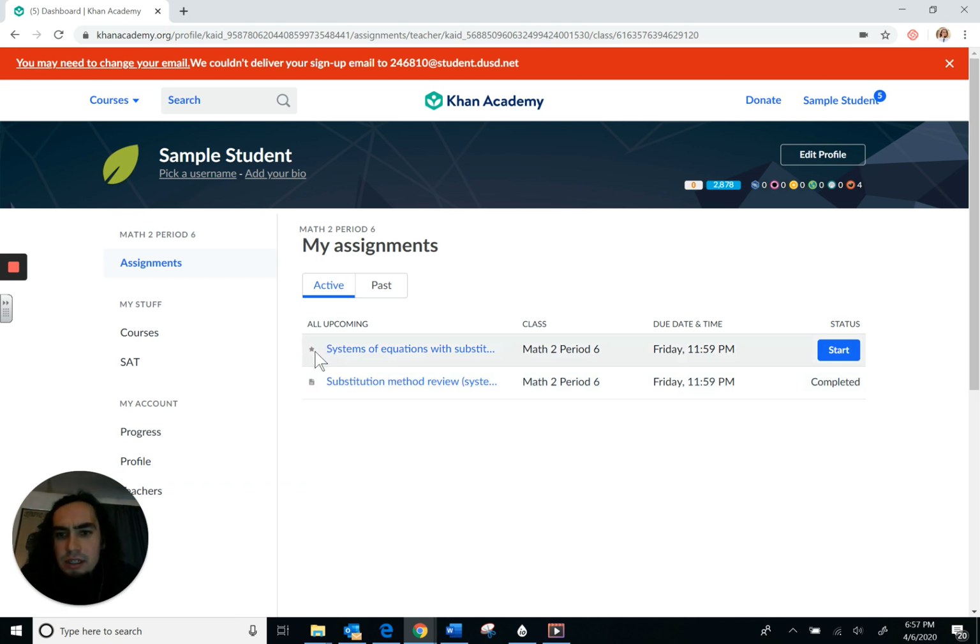Now, if you notice right here, that's a little star. That symbol right here is a little notepad. It's a little star, a little notepad. This notepad is an article. That's what they call it. And the article is like notes. So I'm going to go ahead and open this up.